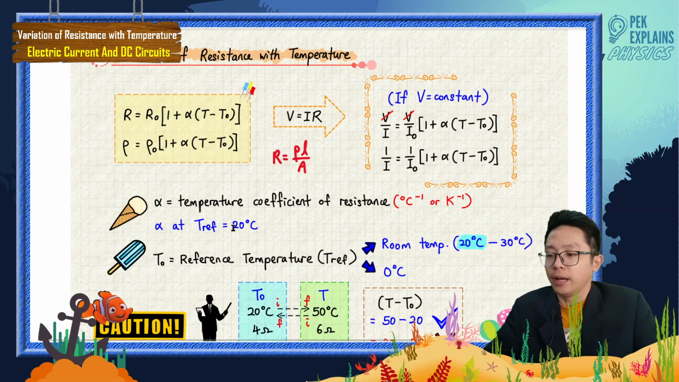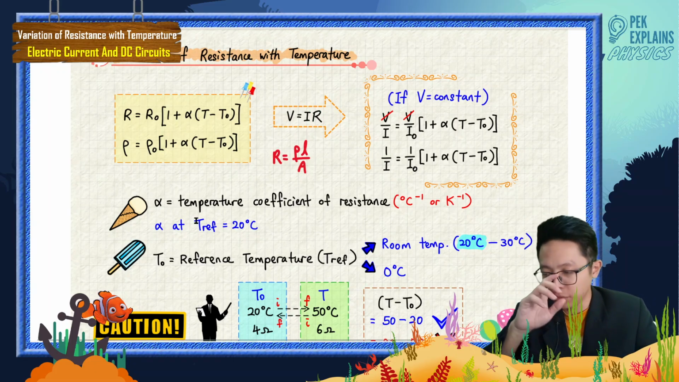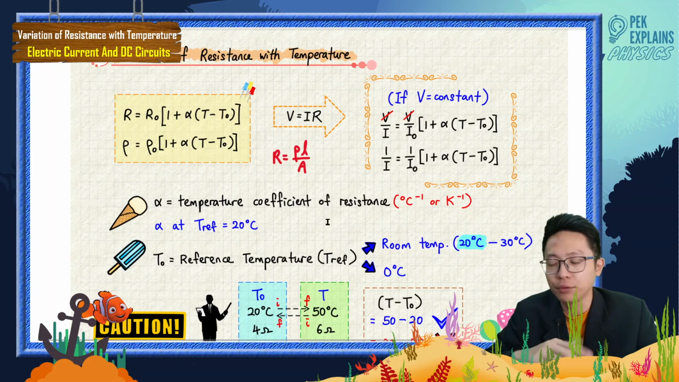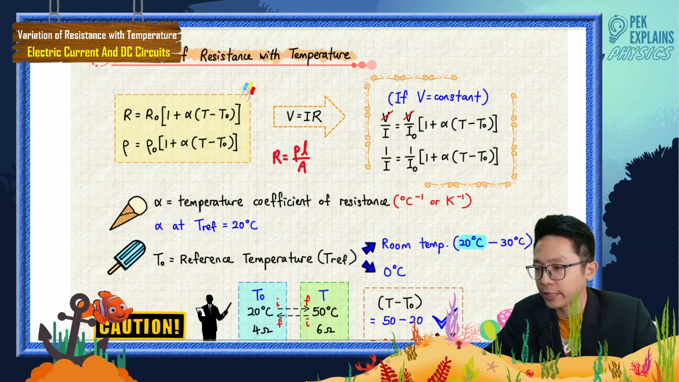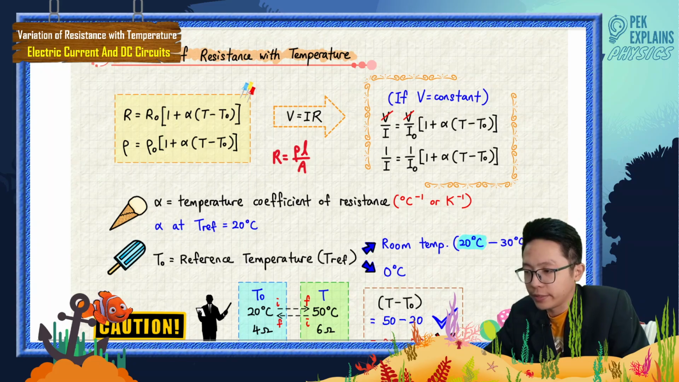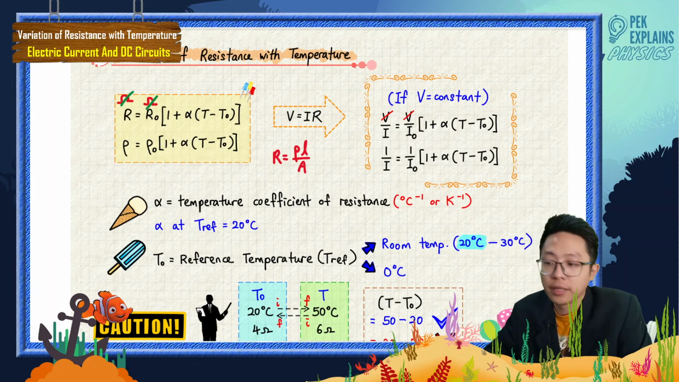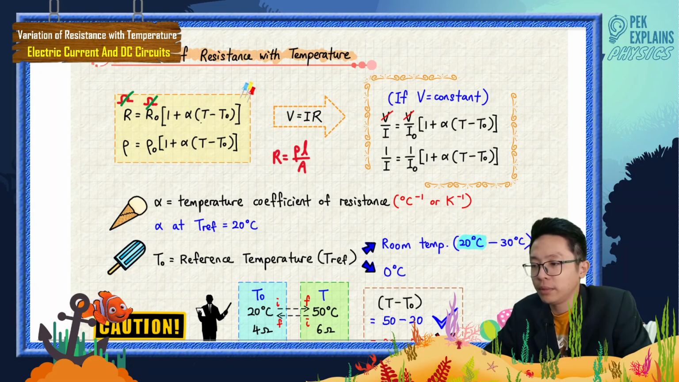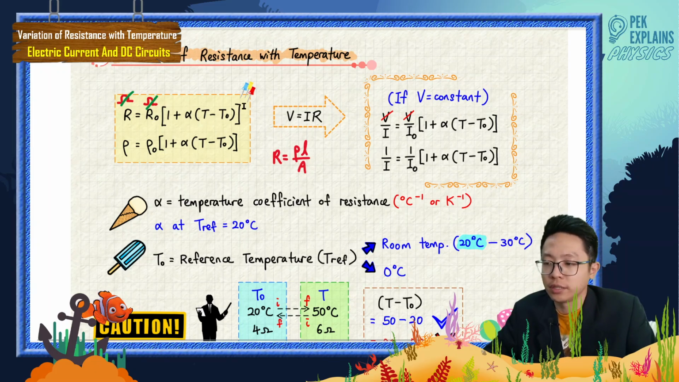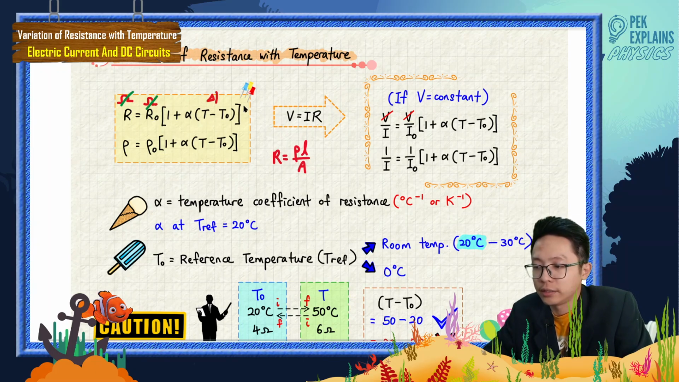Now, about the unit of alpha. How to get the unit of alpha? We know that resistance R is ohm. R naught is also ohm. So their units already cancel, isn't it? So inside here no more unit. That means the temperature term is the change in temperature. This is actually delta T.